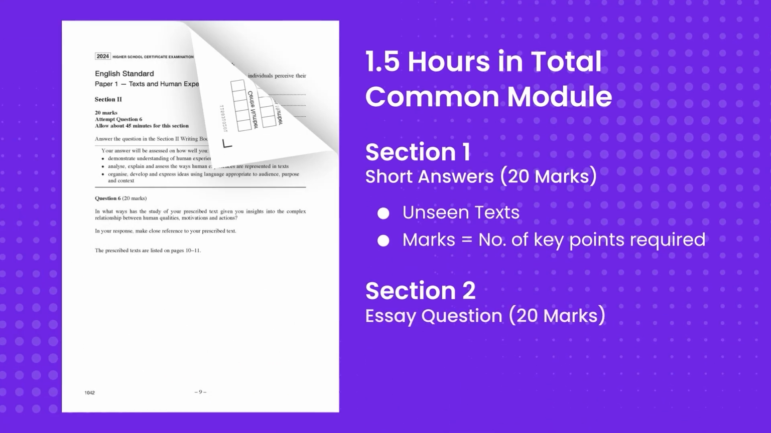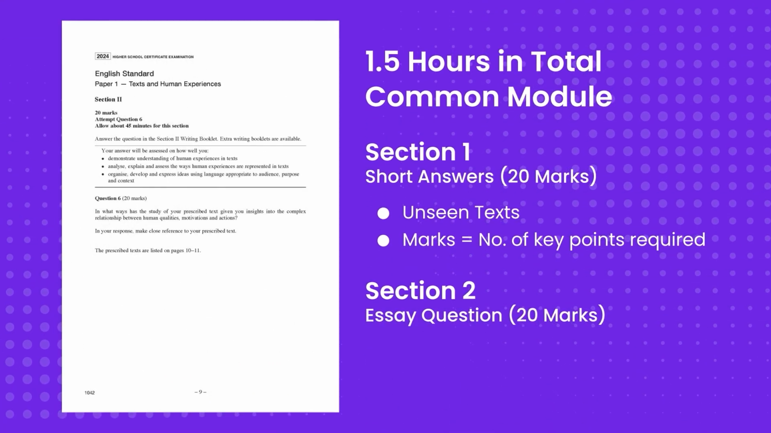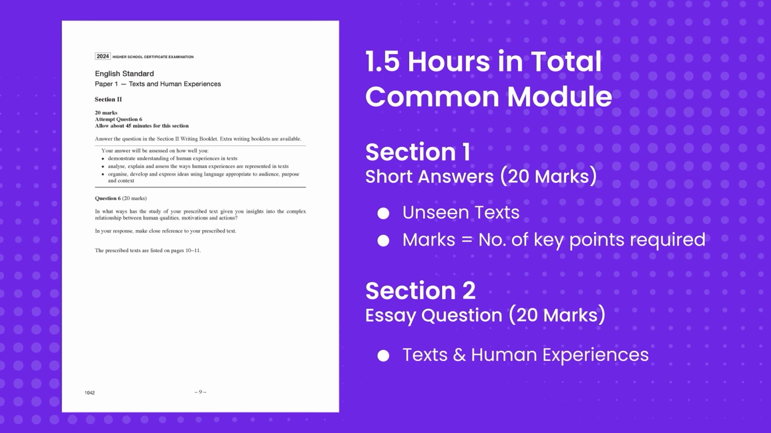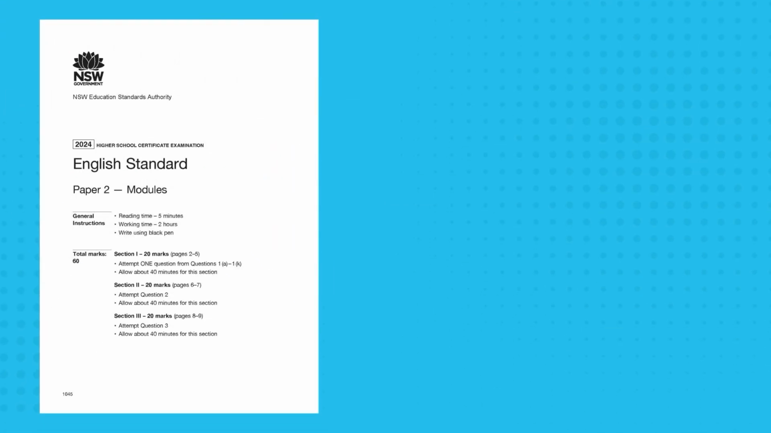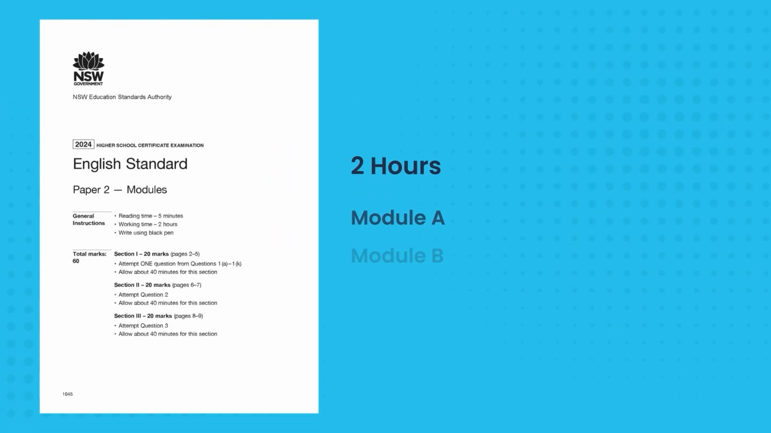Section 2 is your essay. You get 45 minutes to demonstrate your understanding of how texts explore human experiences. Paper 2 takes 2 hours. You'll write 3 essays for 3 different modules.